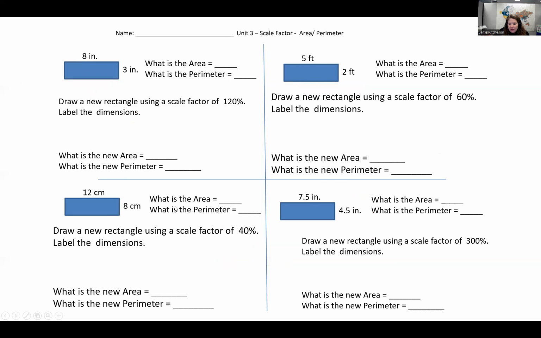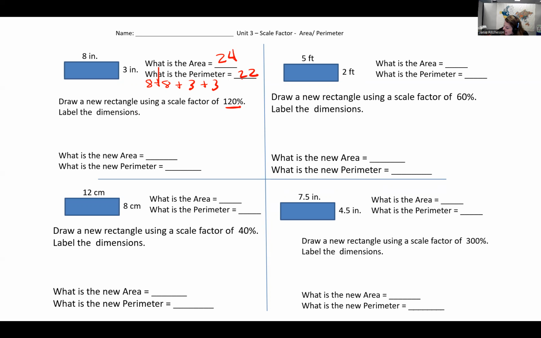All right, so then for these problems, we're just doing the same thing. We would find the area and perimeter. So 8 times 3 is 24. And the perimeter is 8 plus 8 plus 3 plus 3, which is 16 plus 6, which is 22. And now for all of these, we would turn all of our percents into decimals, and to get the new dimensions, we would multiply.